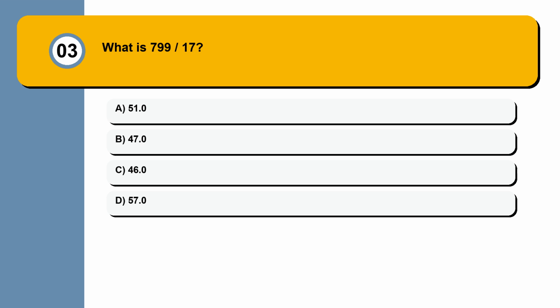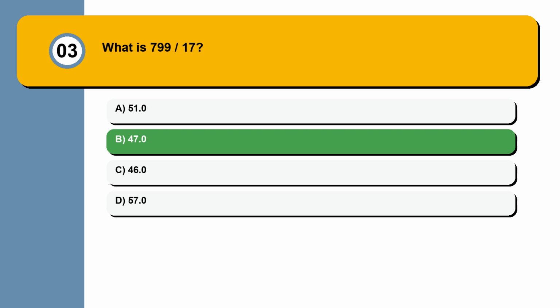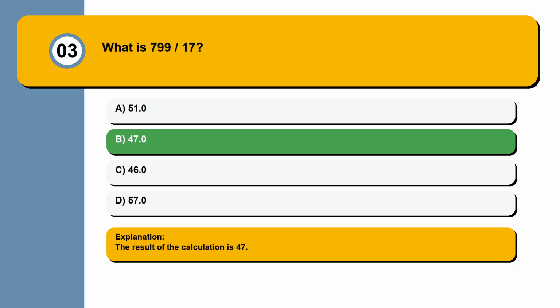Question 3. What is 799/17? 51, 47, 46, 57. The result of the calculation is 47.